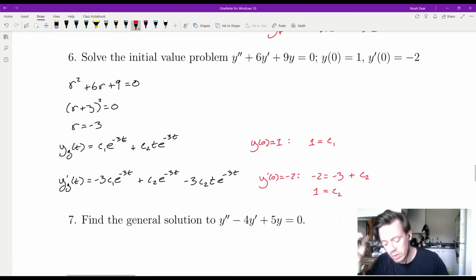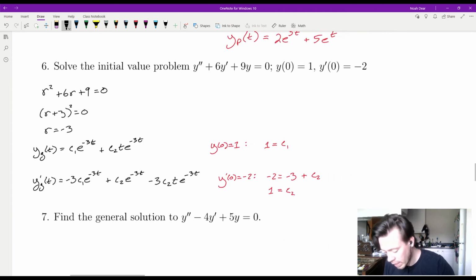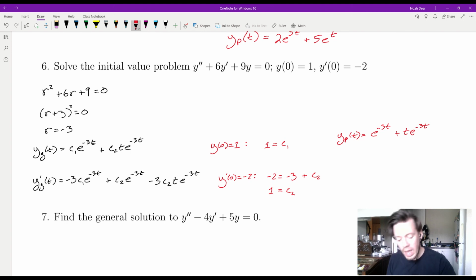So in this case, because the system of equations gave us the c1 value right away, I just skirted the entire idea of using a matrix to solve this equation. So we can now take this and put the c1 and c2 values into our general solution to get our particular solution, y_p(t) = e^(-3t) + t e^(-3t). And this should give us a solution to y'' + 6y' + 9y = 0 that satisfies the initial conditions y(0) = 1 and y'(0) = -2.